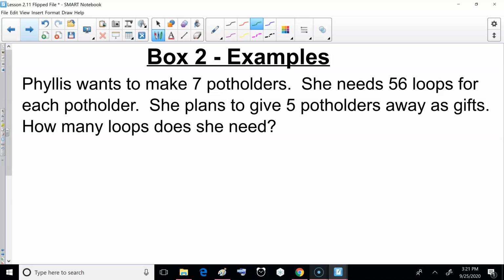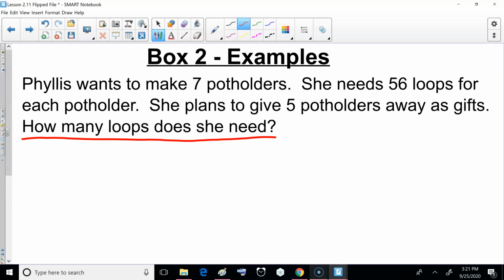All right, as our strategy for our word problems is to read it through twice to help us out. Phyllis wants to make 7 pot holders. She needs 56 loops for each pot holder. She plans to give 5 pot holders away as gifts. How many loops does she need? So our question we're focusing on is how many loops does she need?